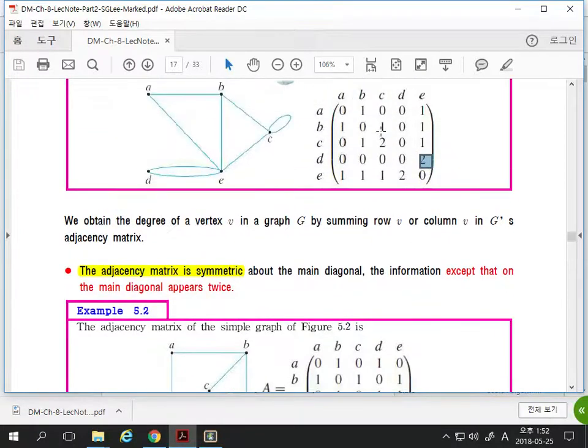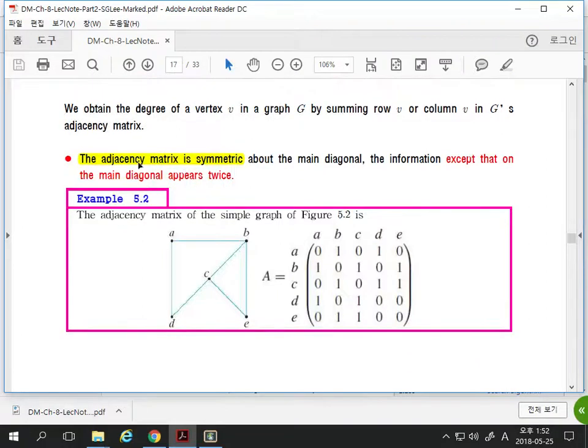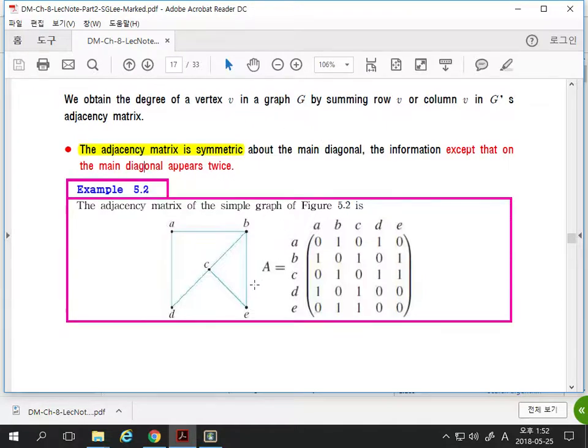The reason some main diagonal entries have 2 is when you have loops. But if we delete those loops, then the main diagonal entries should be all zeros like this. Anyway, the adjacency matrix is symmetric about the main diagonal, and information except on the main diagonal appears twice.